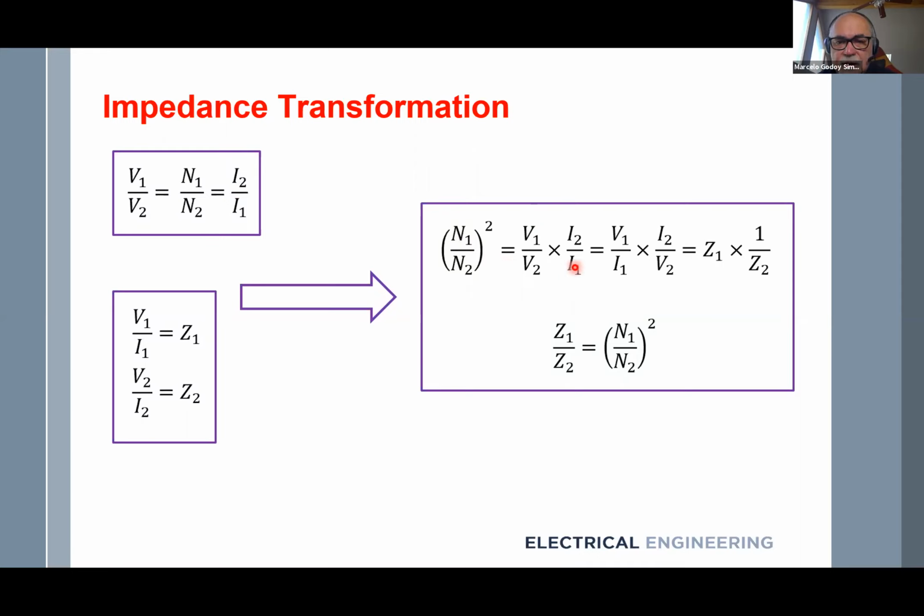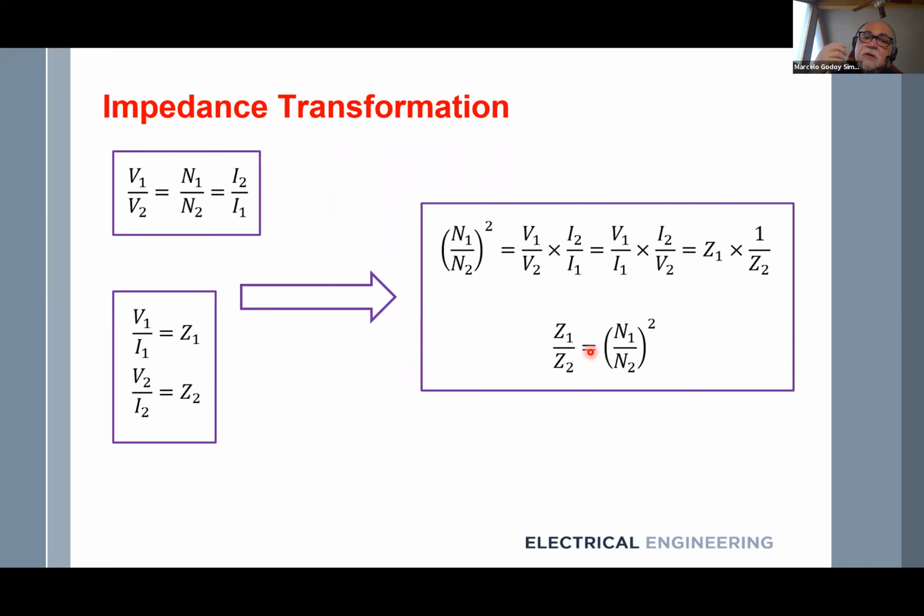Then I bring I1 quickly to the side. So I have V1, I1, and V2 goes on the other side. V1 divided by I1 is Z1. And I2 divided by V2 is the inverse of Z2. So if I start from here and skip here, I have N1 divided by N2 squared is equal to Z1 divided by Z2.